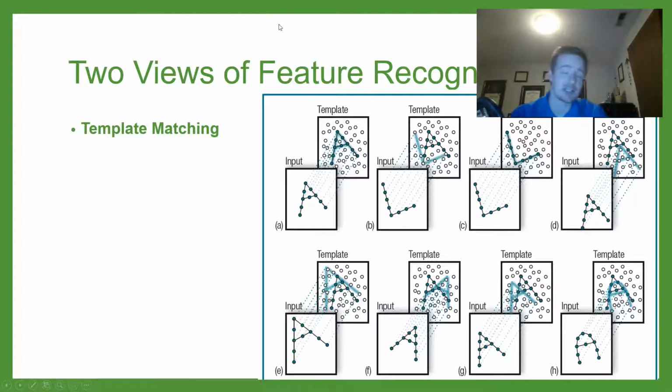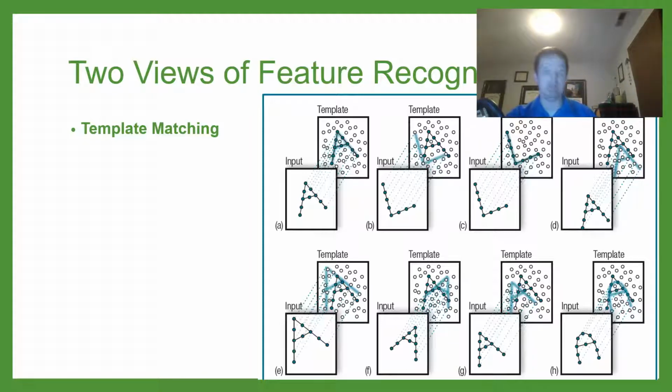One is template matching, and I'm going to go ahead and kind of spoil this for you. Template matching is not the most commonly accepted version of object recognition or feature recognition. Template matching is essentially the idea that whenever we recognize something, it is because we have learned a template for what that feature is or what that object is, and we are matching that feature that we are currently seeing with something we've already learned.